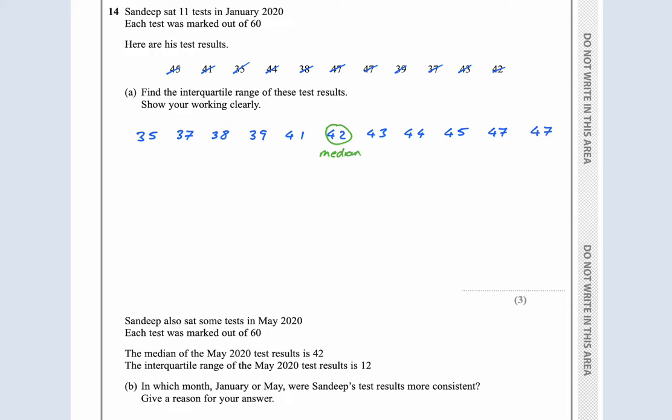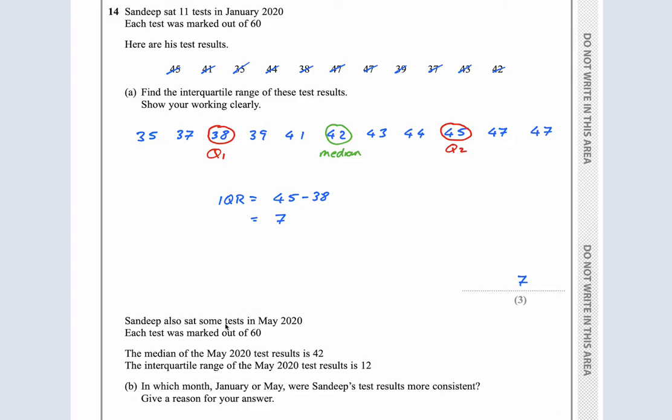To get the quartiles, you then essentially look to the left of the median, so these five numbers, and get the middle of these five numbers, like the median of the bottom half. That will give me Q1, the first quartile or the lower quartile. And the middle of the top five numbers is 45. That will give me Q3. So the interquartile range, the IQR as they call it, is 45 minus 38, which is 7. So this is 7.